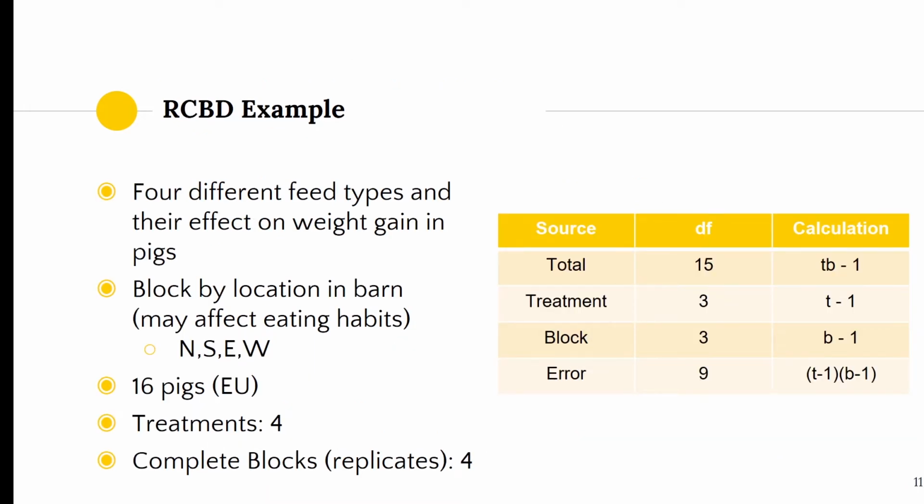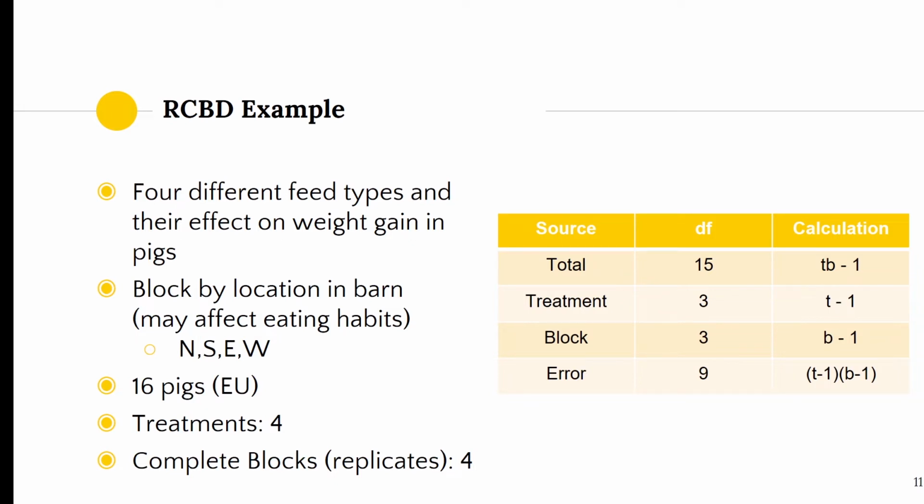Let's revisit the experiment looking at the effect of different feed types or diets on weight gain in pigs. In this situation, we're going to be blocking by location in the barn because their location may affect their eating habits. So we have, again, still 16 pigs. We still have 4 treatments, which is the different diets or feed types. And now we have 4 complete blocks, which we can also call replicates.